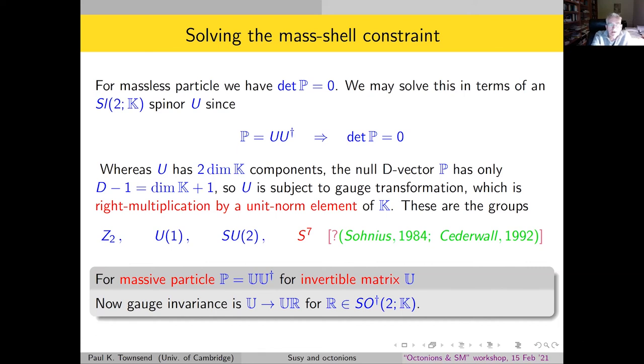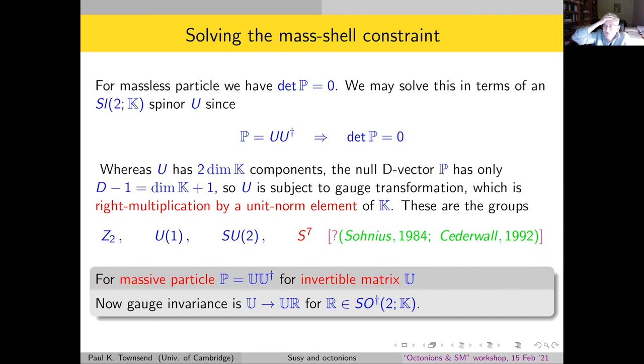Of course, you realize that U has a number of components equal to two times the dimension of the algebra K, whereas the null vector P has only D minus one, which is dim K plus one. That coincides essentially in three dimensions, but in the other dimensions it doesn't. There are more components of U than appear in P, and so there's a gauge transformation. That gauge transformation is in fact right multiplication by a unit norm element of K. That gives you a Z2 group in three dimensions, but otherwise you get U1, SU2, and then in the octonionic case, you get S7.